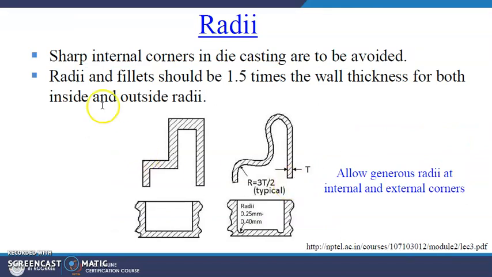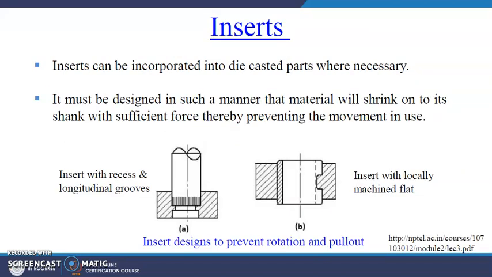The radii and fillets should be 1.5 times the wall thickness for both inside and outside radii. This is the recommended radius, to allow generous radii at the internal and external corners of die casting. So this you have to maintain whenever you are designing.